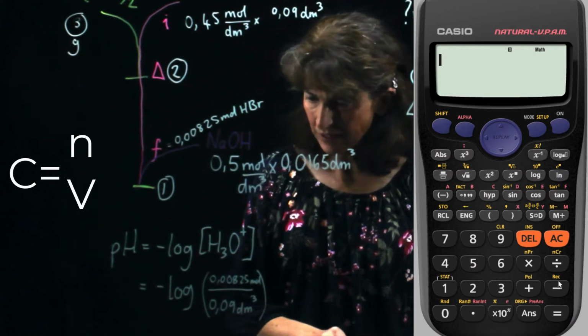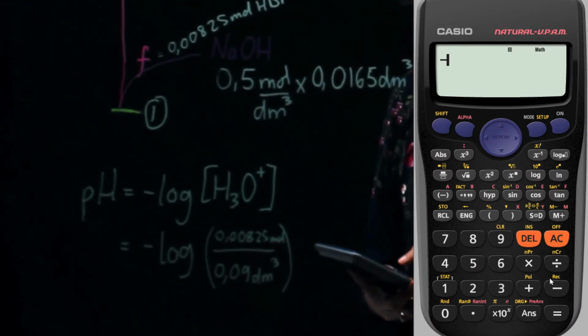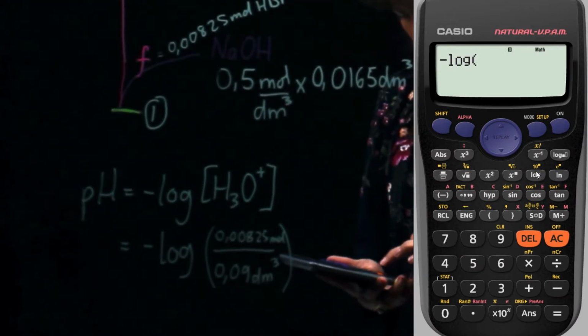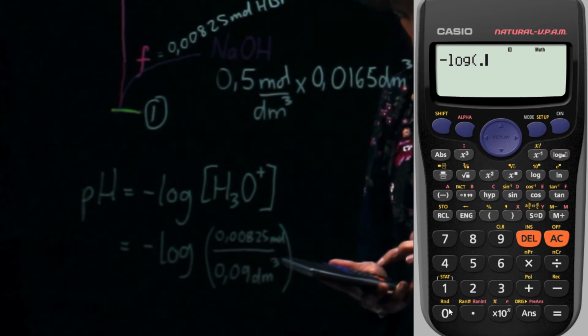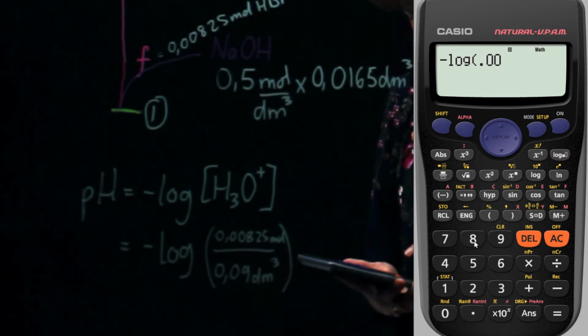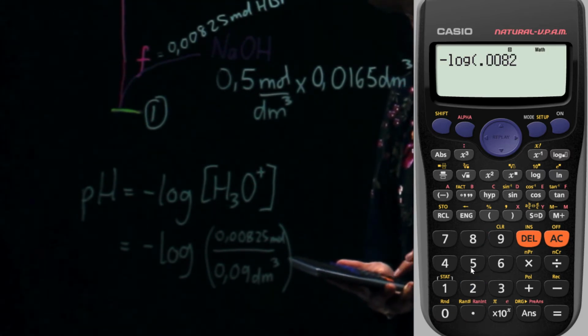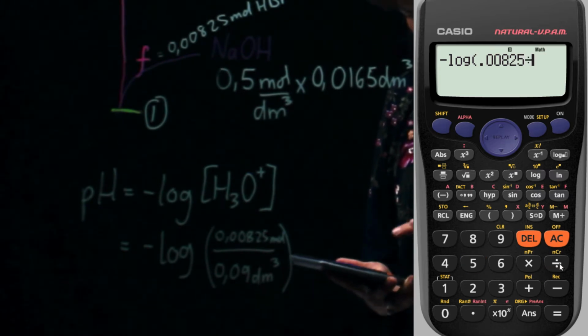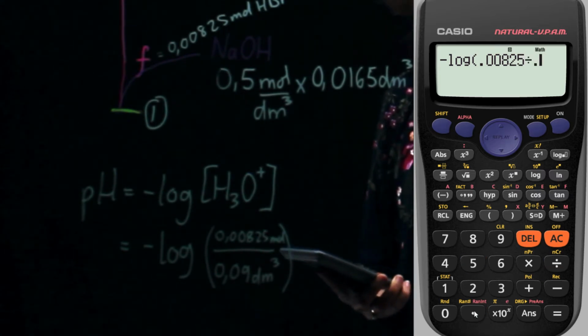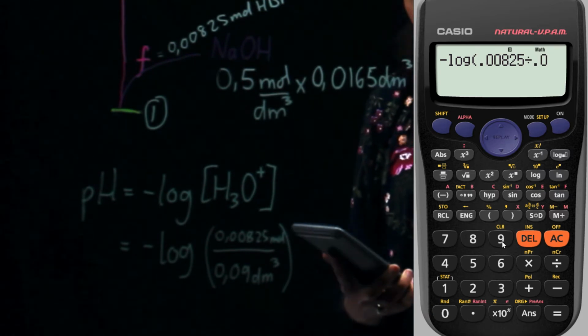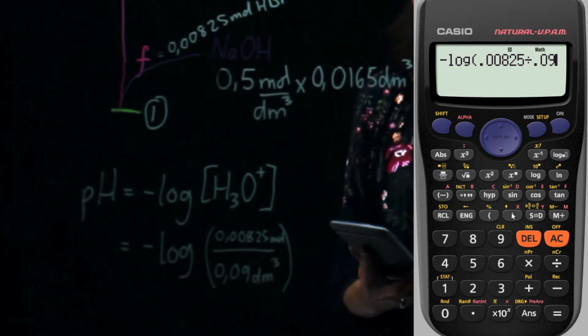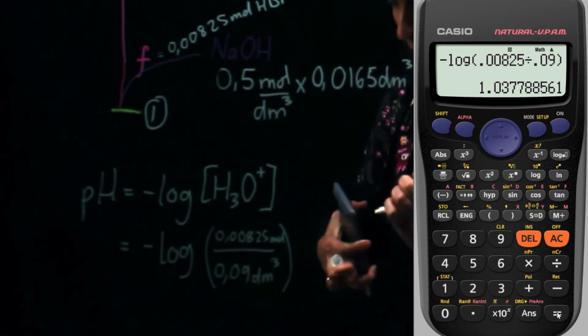So we get our calculator, negative log of 0.00825 divided by 0.09, close bracket, equals 1.0377, rounded off, 1.04.